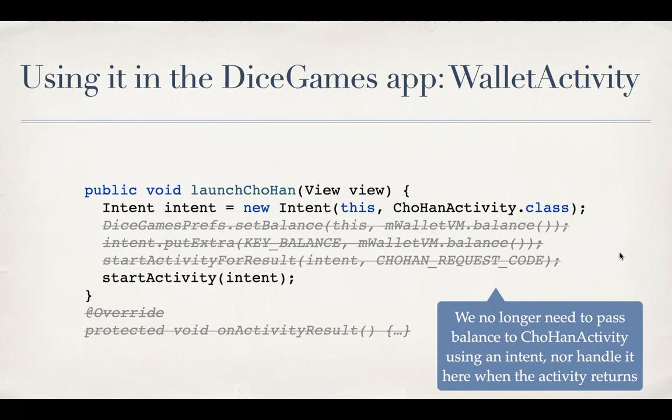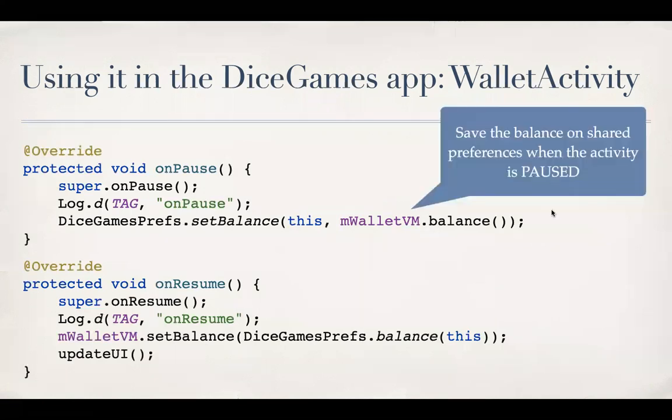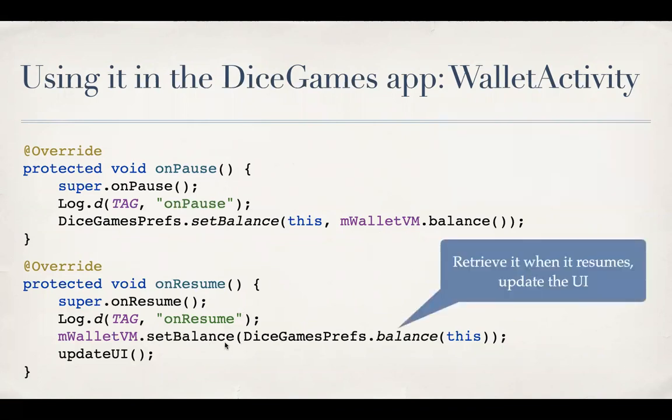Okay, so many of you might have guessed by now, we store it in the on pause method. We store the balance in the dice game preference in the on pause method, and we retrieve the balance from the shared preference in the on resume method, right? Another important change is the update UI is now moved from on create to on resume, because remember, on resume will always be called after on create, in fact, after on start even. And that's when it's coming back to the user, and that's when we want to show it.